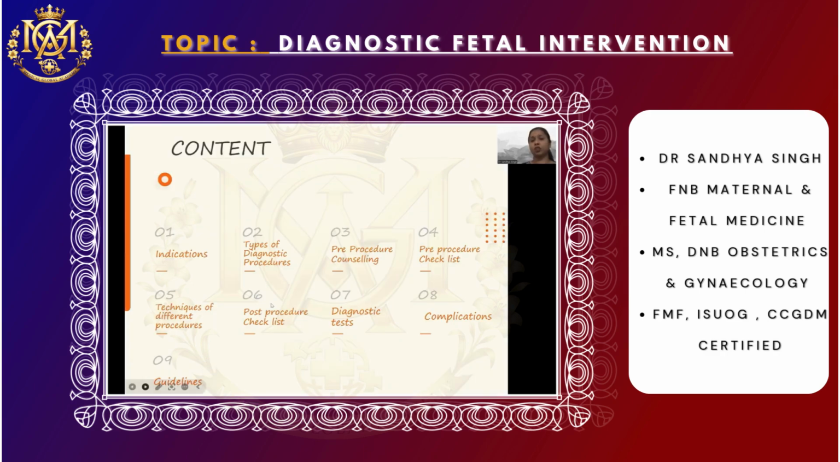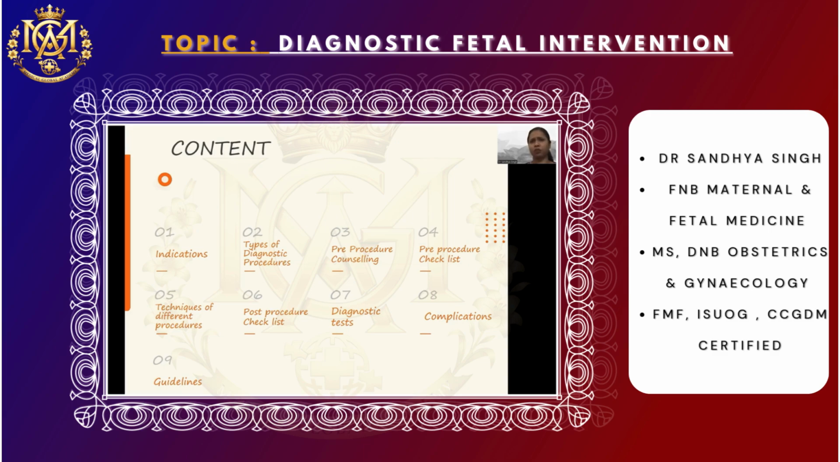So today, first and the most important thing you need to understand is what the indications are where you need to do an intervention, and what the various modalities are which you can offer to the patient depending on the disease which you are suspecting.